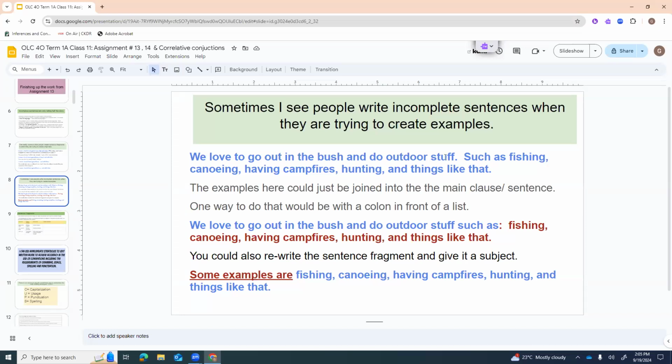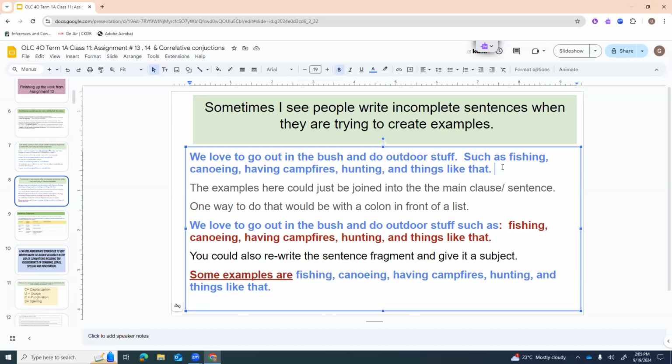But I could join it into the first sentence. One way I could do that is to put a colon at the end of the first sentence, like I've got here, those two little dots. "We love to go out in the bush and do outdoor stuff, such as:" and then I would give my list. You can also rewrite that second sentence and give it an example. I could say, "Some examples," now that's my subject, "are," there's my verb, and then I would list my examples. Either way is fine, but this right now, I will mark wrong, or what you might see next to it, I might write INC, and that means it's incomplete, okay?